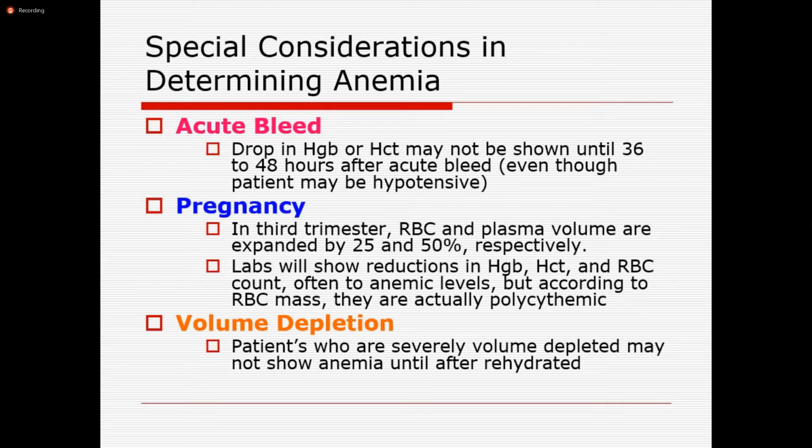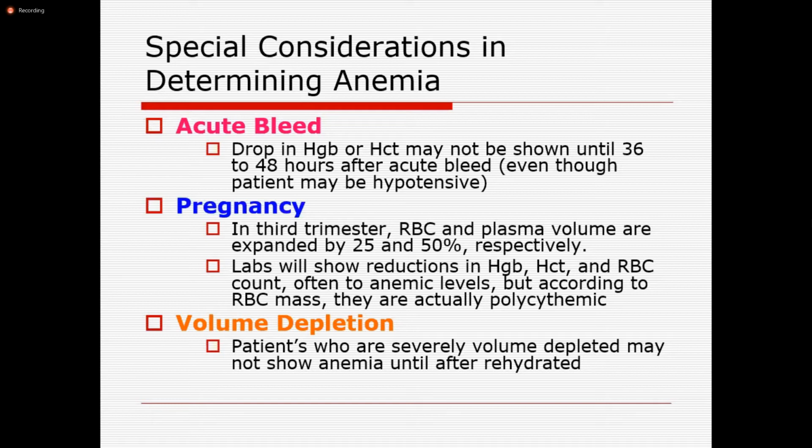Special considerations in determining anemia or acute bleed. A drop in hemoglobin and hematocrit may not be apparent for the first 36 to 48 hours after blood loss. In pregnancy in the third trimester, RBC and plasma volumes are expanded by 25 and 50% respectively. Labs will show reduction in hemoglobin, hematocrit, RBC count, often to anemia, but according to RBC mass, they are actually polycythemic.